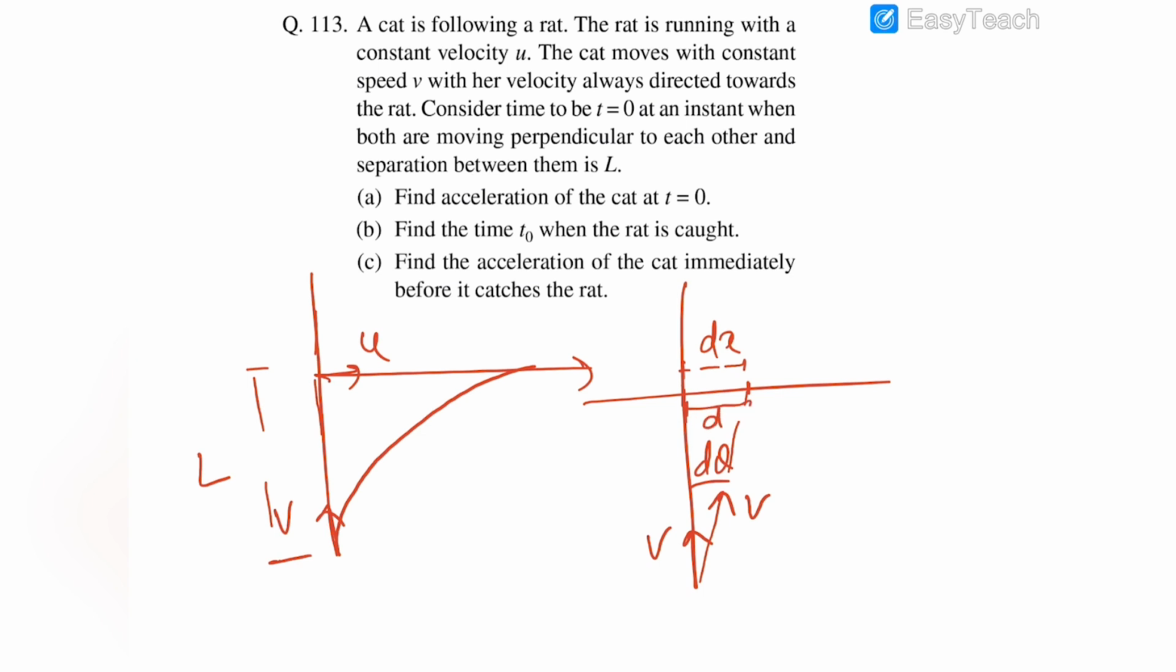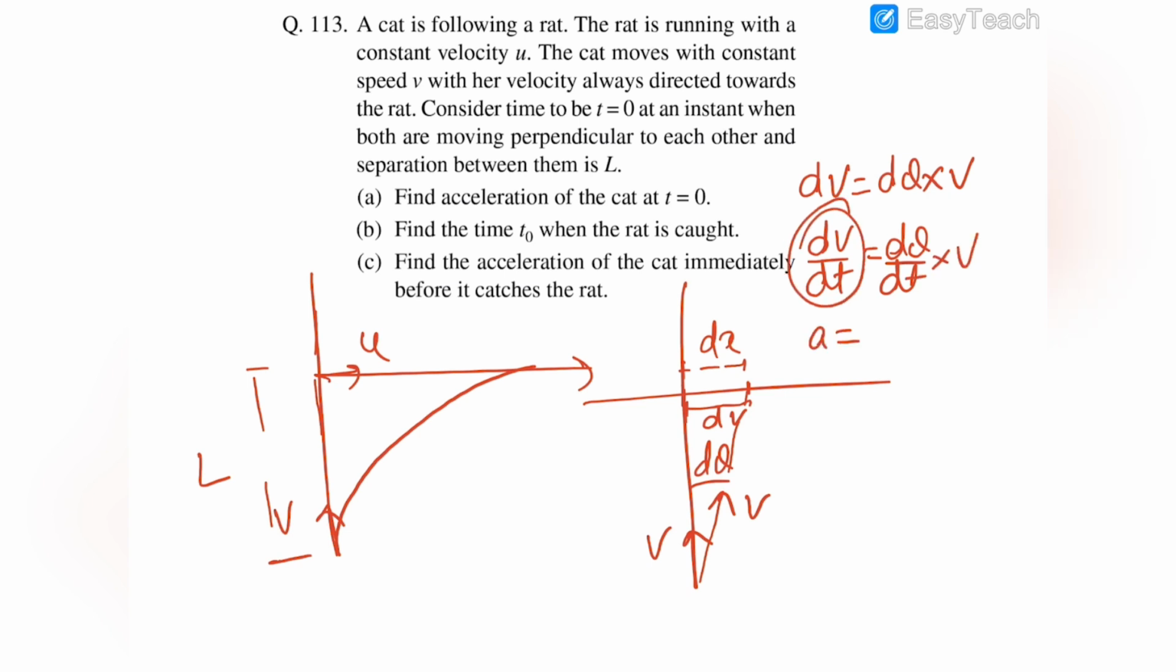We know that dv can be written as an arc, and the arc is equal to theta into radius, so dv is d theta into v. Now we can write that dv by dt is equal to d theta by dt into v, and this is the acceleration. So acceleration is d theta by dt into v.